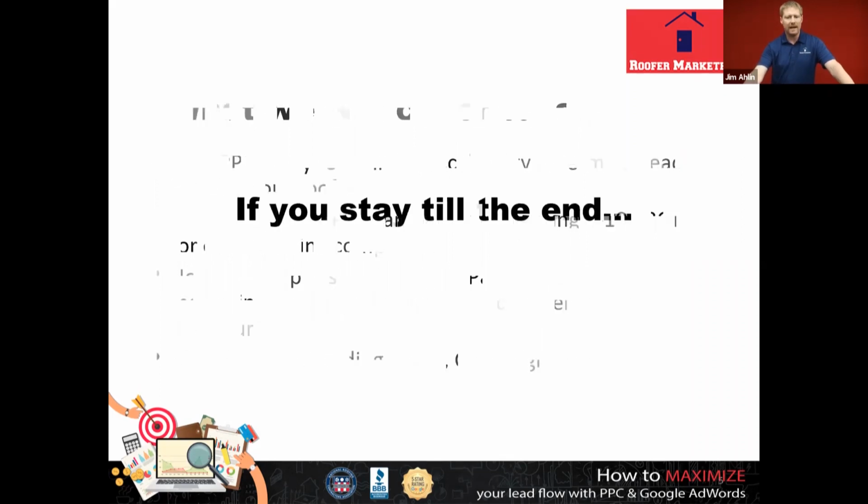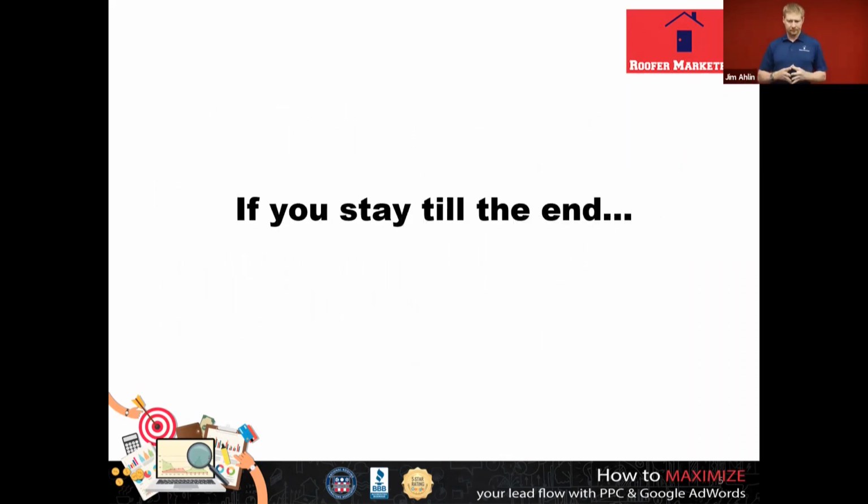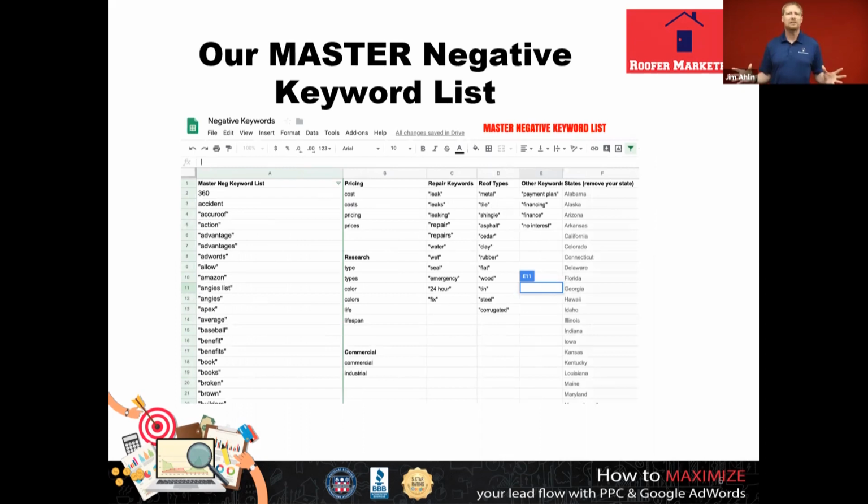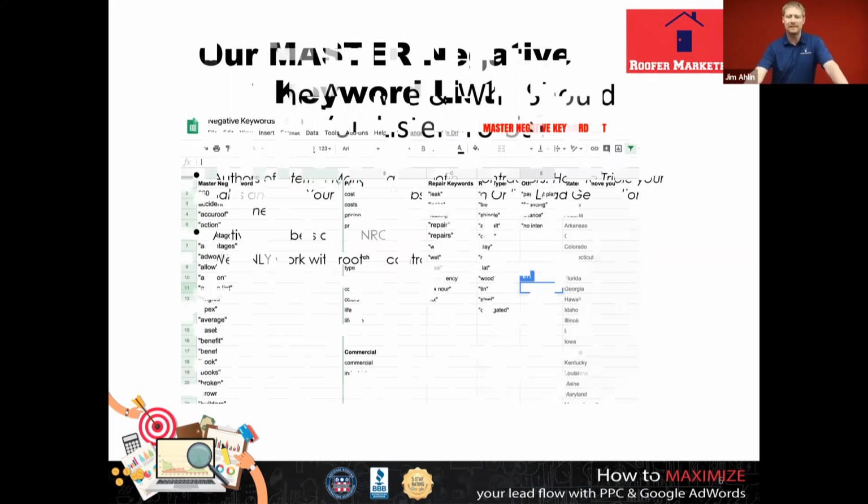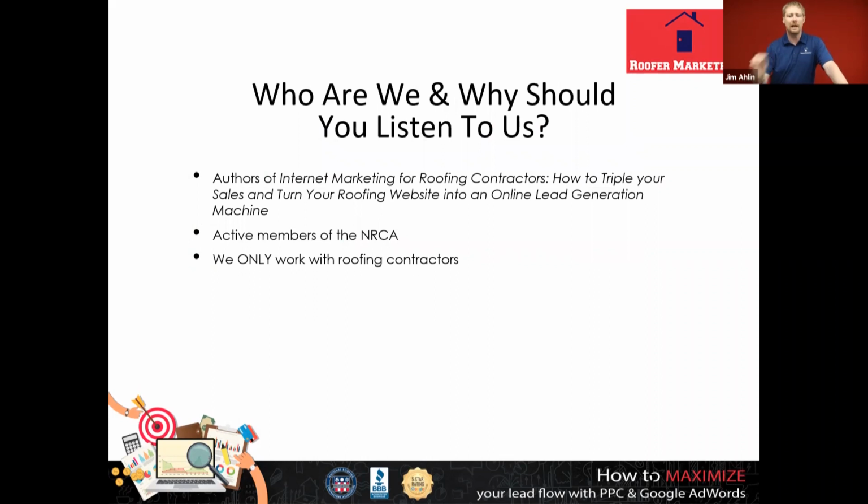And with all of that, if you stay to the end of the webinar today, give us a full 30 minutes, we're going to provide you with our master negative keyword list. Everyone with Google advertising and paid search always thinks about what keywords they're going to bid on. But equally, and sometimes more important, are the negative keywords that you put into your campaigns to eliminate wasted ad spend. So this is our master negative keyword list, and we'll be providing that at the end of the webinar today. So stick around to the end.